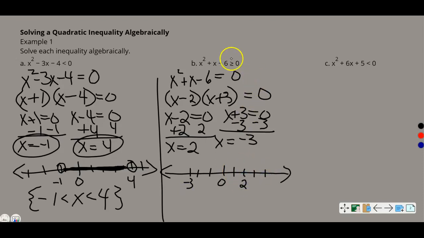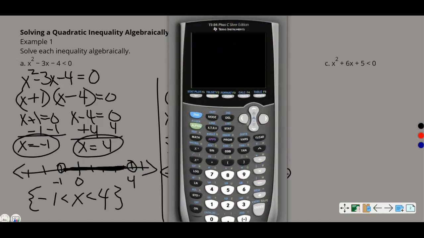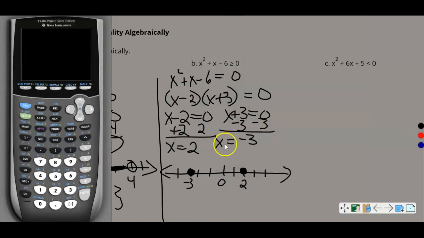And I know that this is going to be greater than or equal to. So this time, the critical values are included in the solution set. So I'm going to have shaded in circles or closed circles. And then once again, I'm going to choose a number to the left of -3, in between -3 and 2, and to the right of 2 to figure out which area is the solution set. All right, so again, we can take our calculator and we can do this.